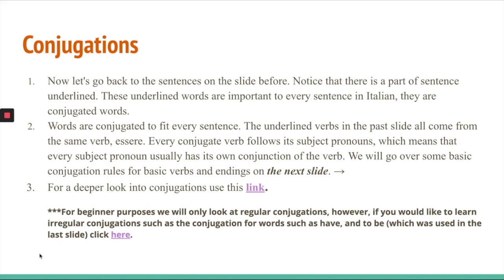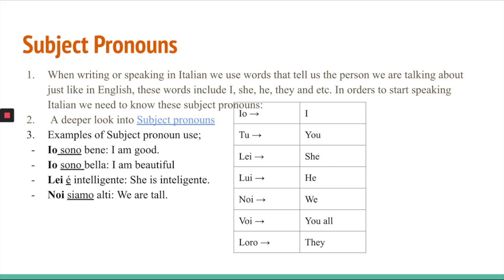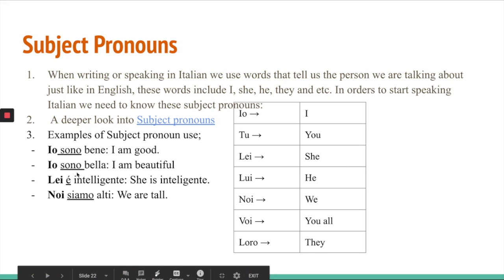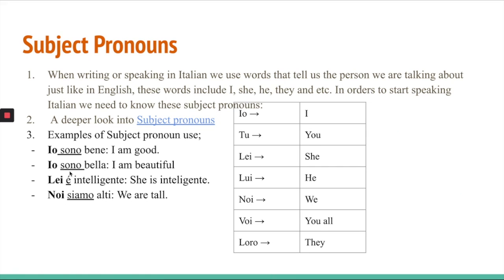Conjugations. Now that you guys understand subject pronouns, we have to move on to conjugations. Now let's go back to the slide once before. Notice how I underlined these words. These words are conjugated verbs that all come from an unconjugated verb, essere. Don't worry too much about essere right now because that is part of irregular verbs, which might be a little difficult to understand right now.